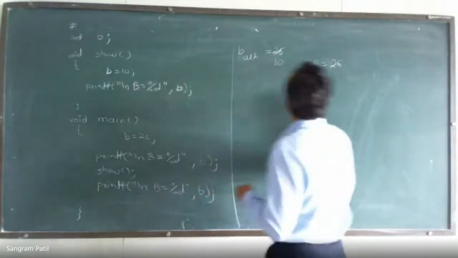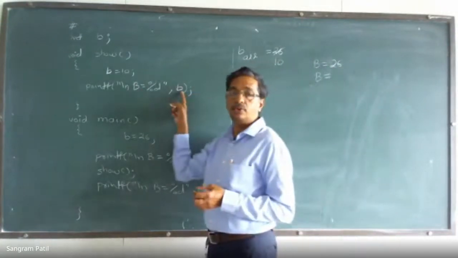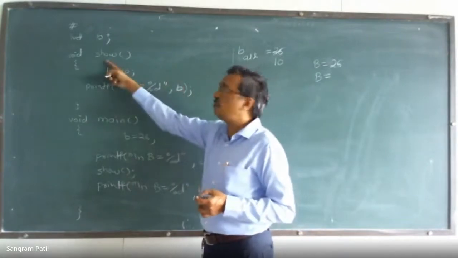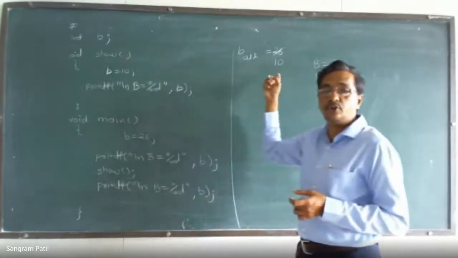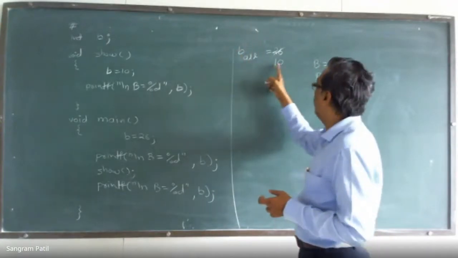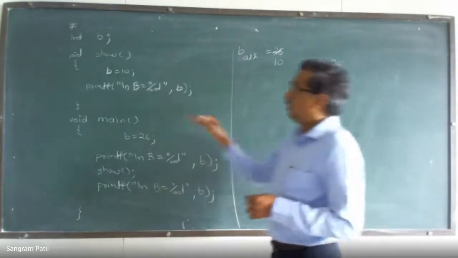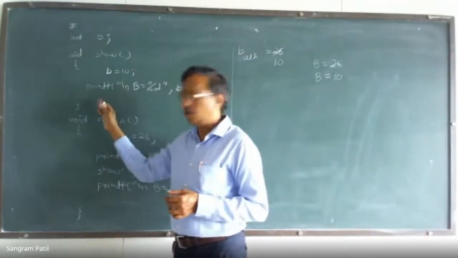Then b is equal to, print the value of b. So it will check whether b is declared in show. No, b is not declared in show. b is declared for global, for all. Yes, it is declared. What is the value? 10. So this will print 10. End of the function. It comes back to the calling program.